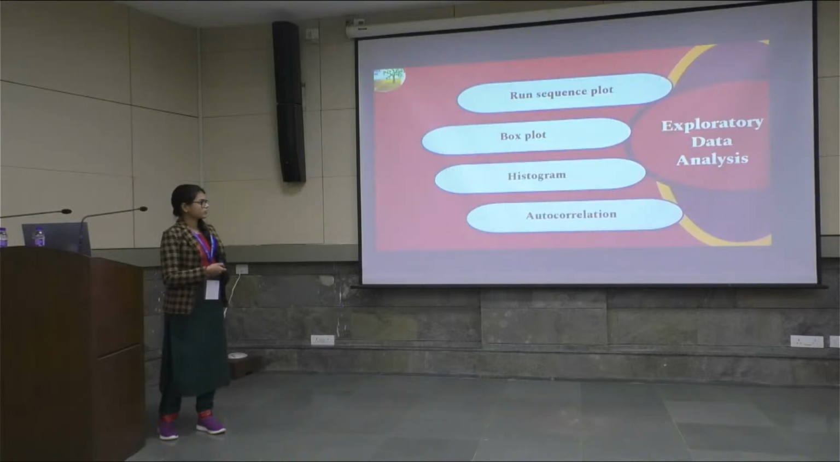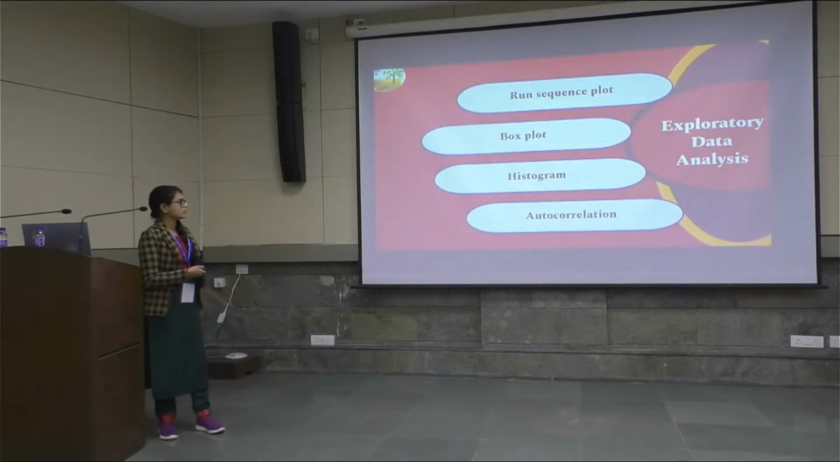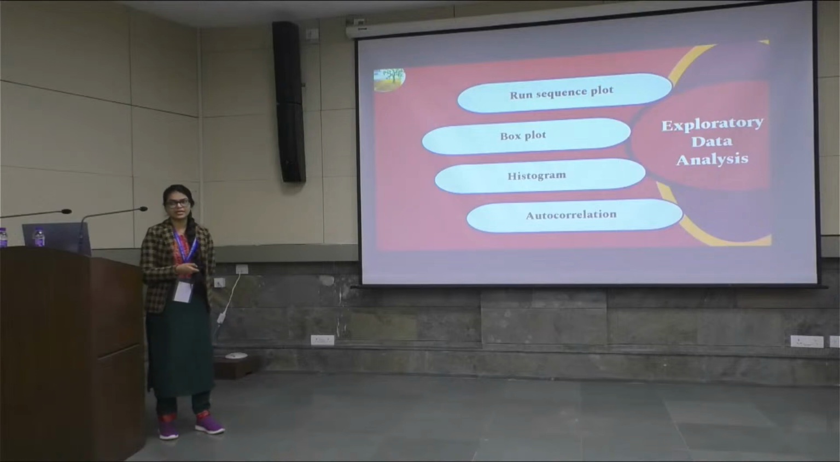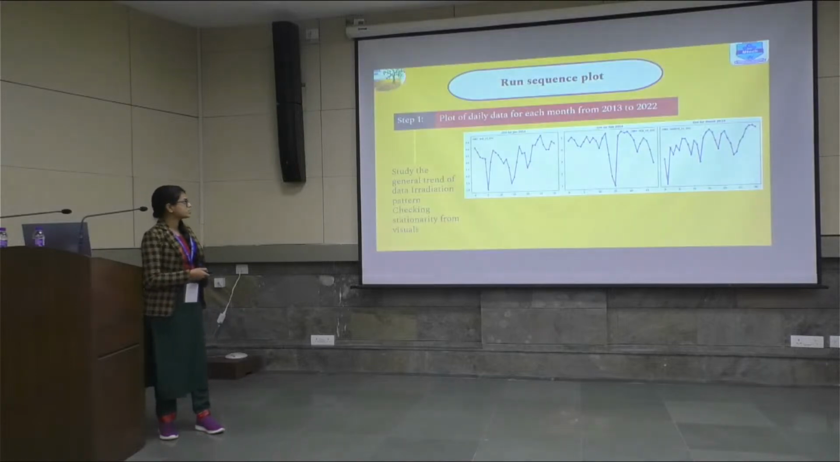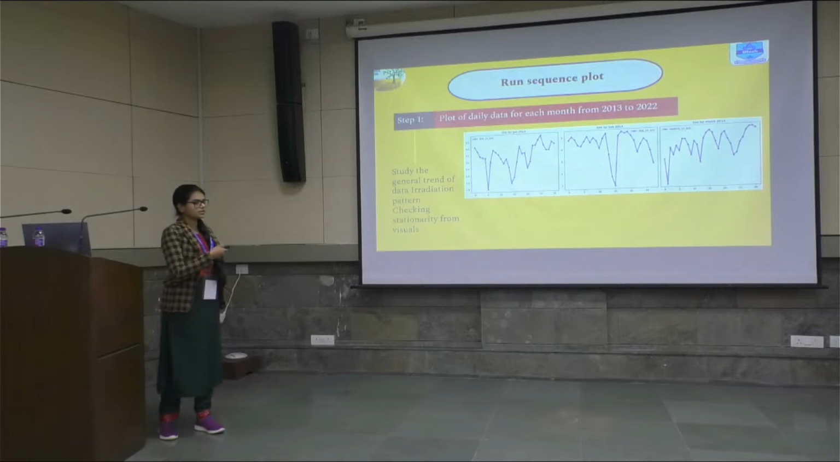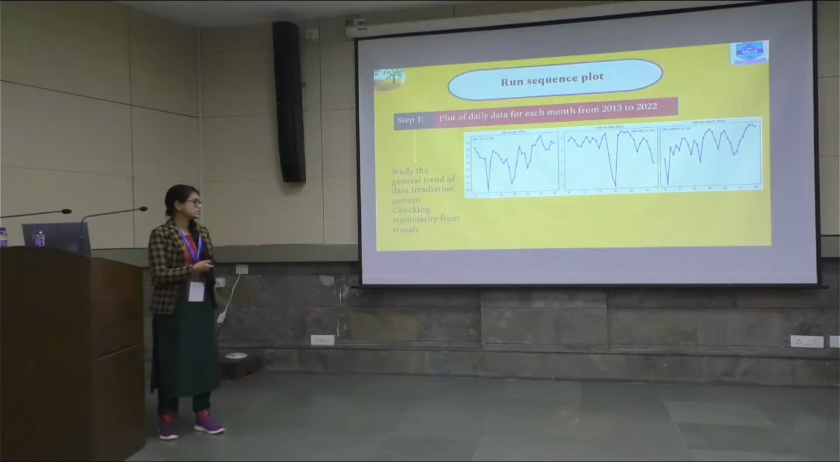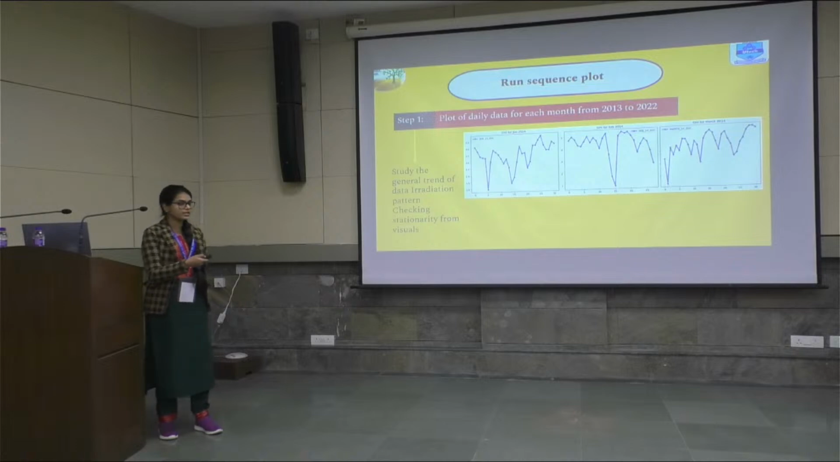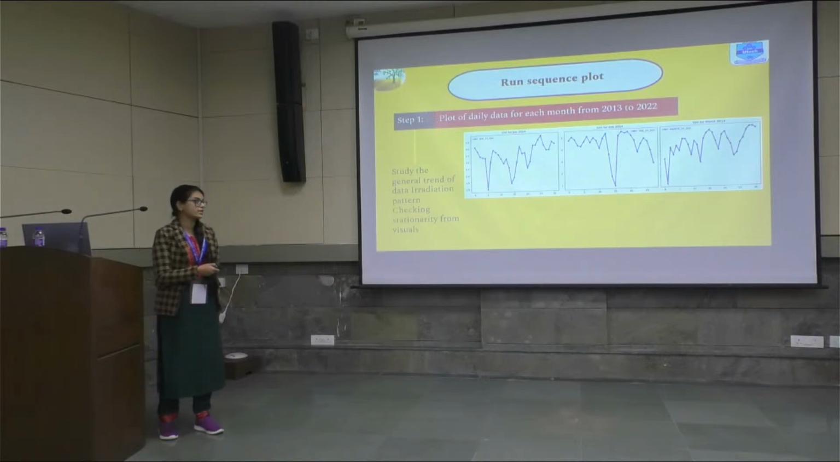So we went through this approach, which is very basic exploratory data analysis: the run sequence plot, box plot, histogram, and autocorrelation. Here we found from the run sequence plot of almost 10 years, so it was almost 120 graphs which we analyzed for every part of the analysis. From here we concluded that there was no stationarity in our graph. To see the general trend, we did this, and we concluded that there is no stationarity.